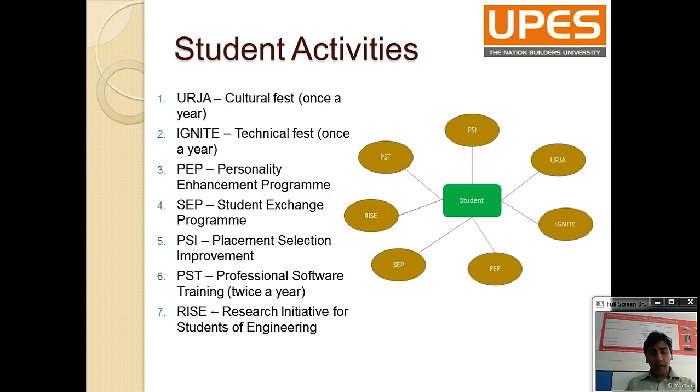Another is PSI, the placement selection improvement. These are classes we arrange around the year, and they are very useful for students appearing for the placement programs. PST is professional software training. As I just talked about, we have a lot of professional software, and we provide exclusive training on those softwares twice a year, like a workshop. And students participate in that workshop.